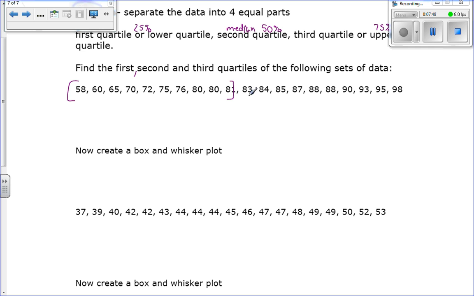And then I have 1, 2, I'll start from the end. 1, 2, 3, 4, 5, 6, 7, 8, 9, 10. This is the bottom, my top of my data.